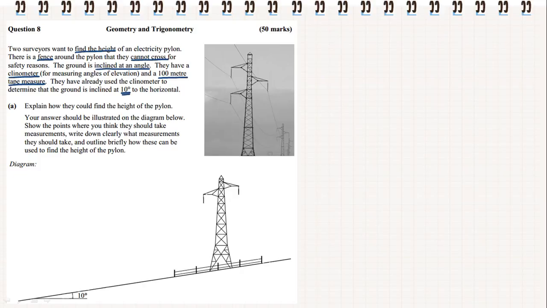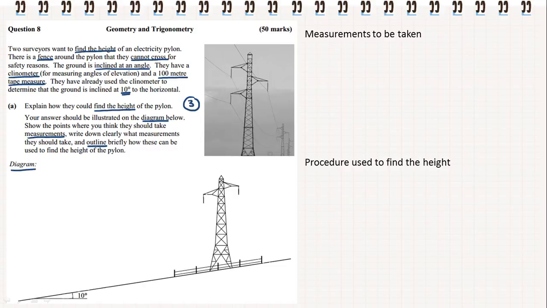Okay, if we look at part A, again we're asked to explain how they could find the height of the pylon. And really to do this we need to do three different things. We need to illustrate it on the diagram. We need to show the points where the measurements are taken, and we need to write down clearly what measurements they should take and outline how they're actually going to find the height. So the diagram, the measurements to be taken, and the procedure used to find the height.